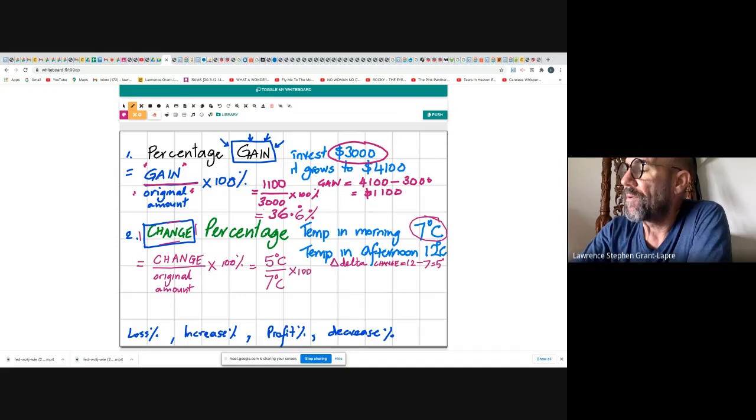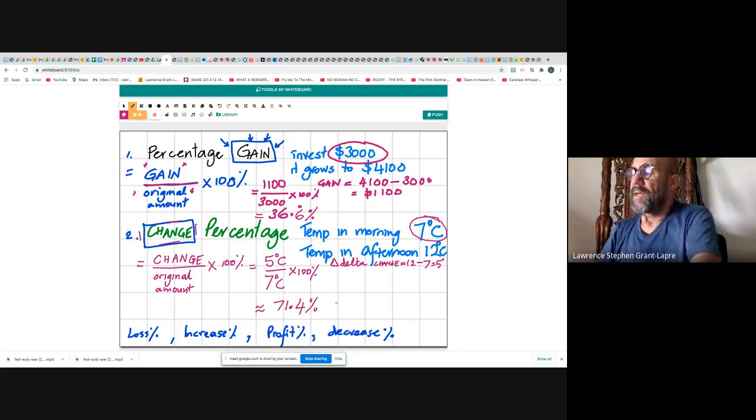Okay, here we go. Get the calculator. 5 divided by 7 is 0.714. Times that by 100%, and you turn a decimal into a percentage, and this is approximately 71.4%. And that is how you calculate percentage gain and change percentage.